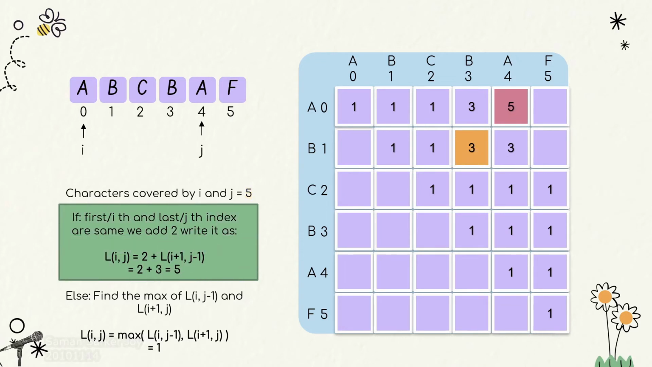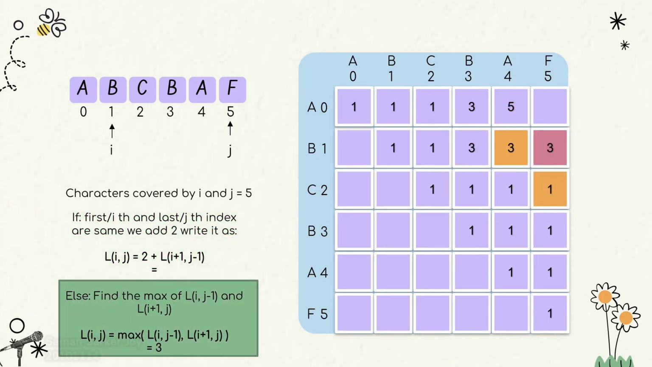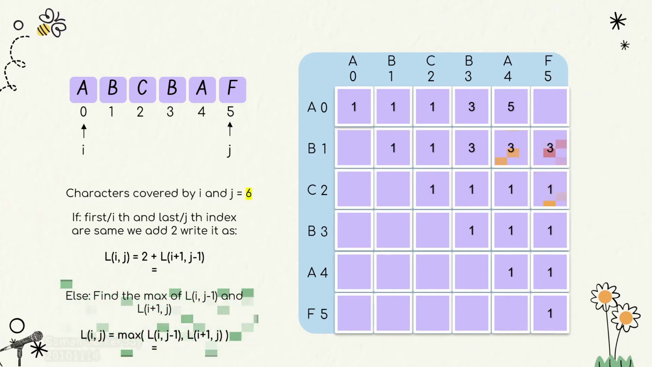Here we can see i and j both are A, so it will go to the if block, and we take the bottom left diagonal corner's value and add 2 with it. It again goes to the else block as they are not the same, and we take the maximum, which is 3.